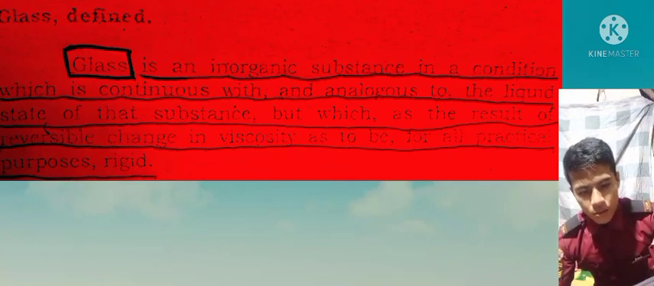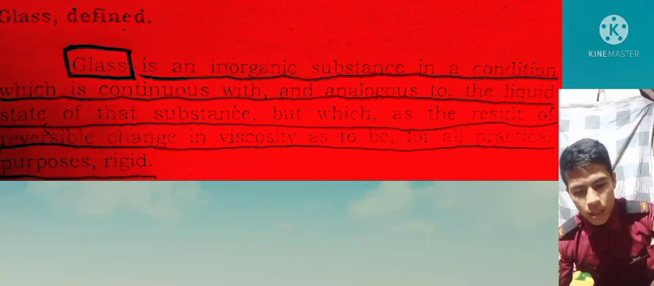Glass is an inorganic substance in a condition which is continuous with and analogous to the liquid state of that substance, but which, as the result of a reversible change in viscosity, is, for all practical purposes, rigid.